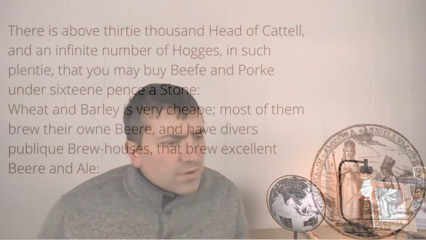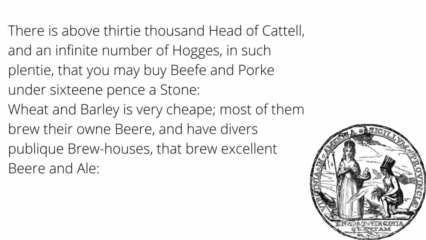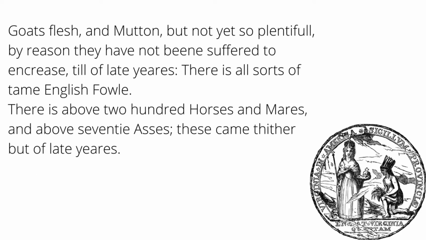Let's have a look. There is above 30,000 head of cattle and an infinite number of hogs, in such plenty that you may buy beef and pork under 16 pence a stone. Wheat and barley is very cheap. Most of them brew their own beer and have diverse public brew houses that brew excellent beer and ale. Bullock goes on to say, goat's flesh and mutton, but not yet so plentiful, by reason they have not been suffered to increase till of late years.